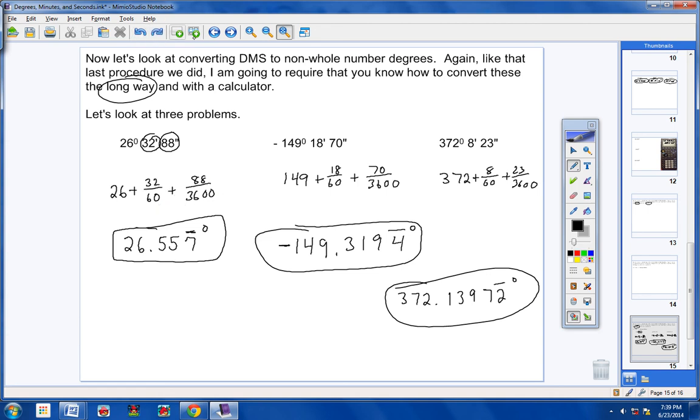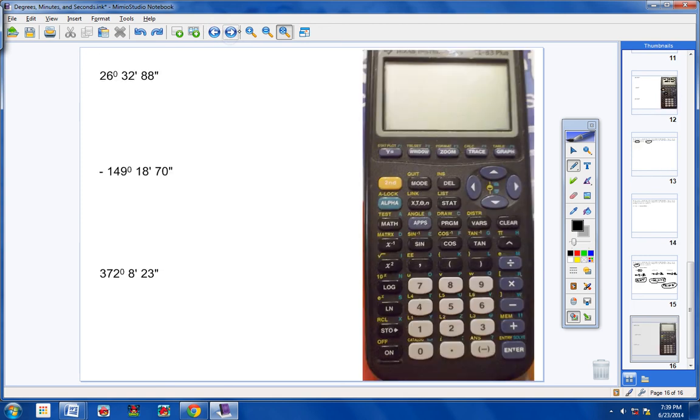Now, very quickly, how do you convert these using a calculator? Well, I'm glad that you asked. And here's how you do this, okay? With your calculator, I want you to type this in. Now let me teach you how to do it, okay? So with a graphing calculator, TI-83, TI-84, they're all done the same way.